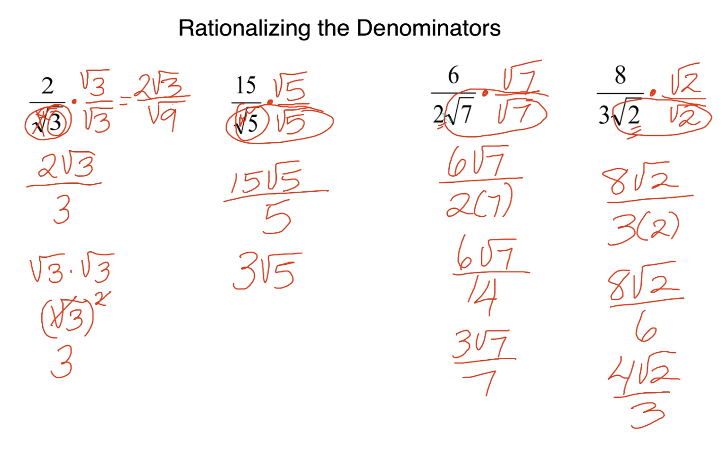So remember, when you have a single term in the denominator and you need to rationalize, look into the denominator. And whatever radical is in that denominator, you're going to use that to multiply your numerator and denominator.